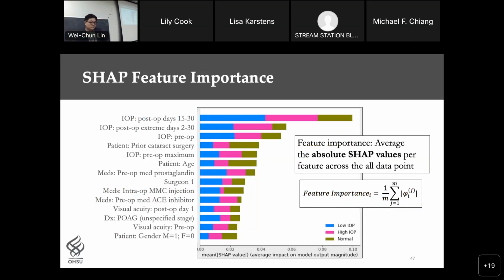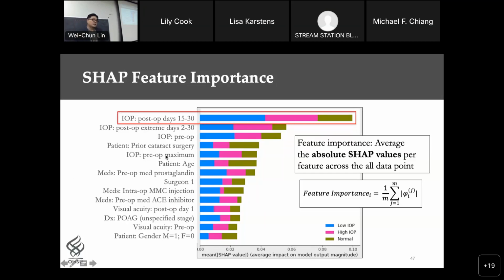In this plot, the most important factor is intraocular pressure 2 to 4 weeks after the surgery, which is similar to previous findings from studies that showed the postoperative IOP at day 30 during that period is the most important predictor for long-term high IOP. Some other factors like patient's age, medication use, and previous surgery are also important in this feature importance plot.